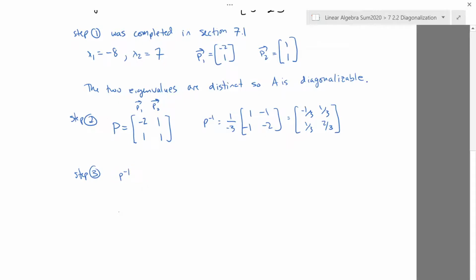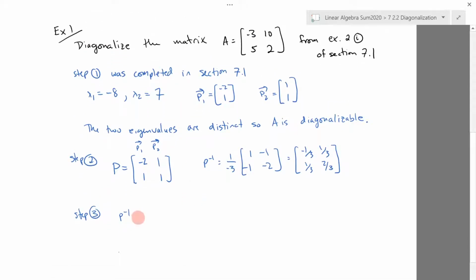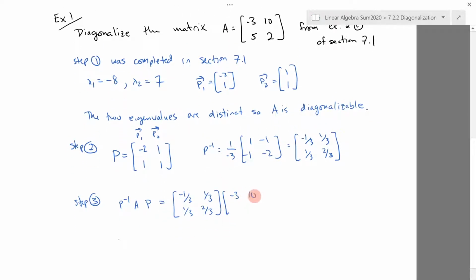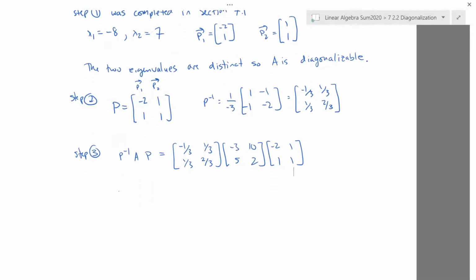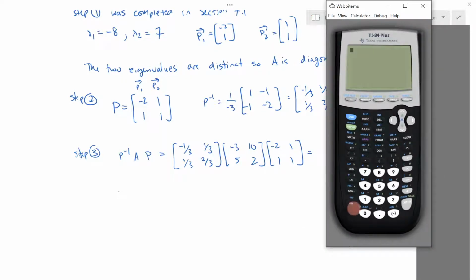So P inverse AP is -1/3, 1/3, 1/3, 2/3 times A, which is -3, 10, 5, 2, times P, which is -2, 1, 1, 1. Now we multiply these matrices together. They're 2 by 2 matrices, so the multiplication isn't too bad, but to save time, I've already put these matrices into the calculator.